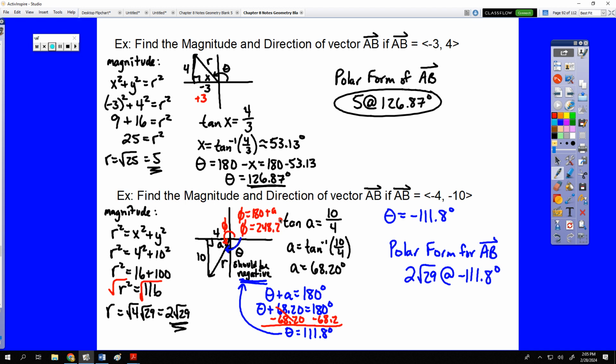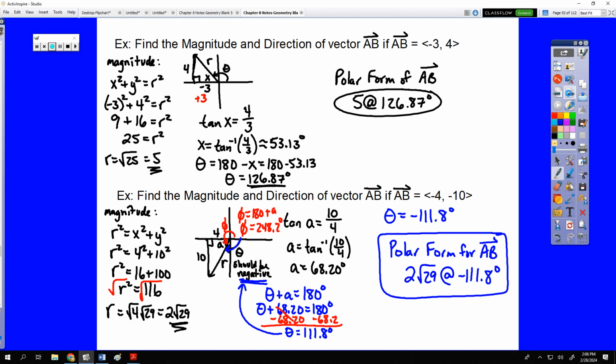So either way, we would have a polar form, but generally speaking, we want our angle to be based on a location from the positive x-axis. The first two quadrants, 1 and 2, we would want that to be a positive angle. The third and fourth quadrants, we generally would want it to be a negative angle.